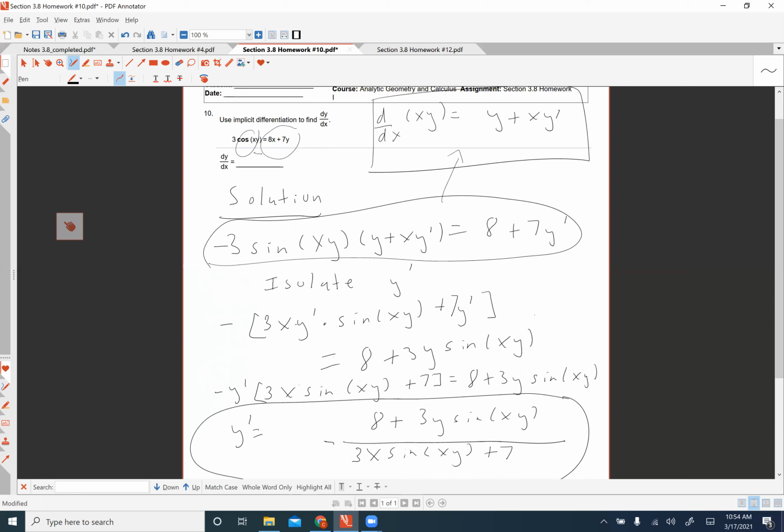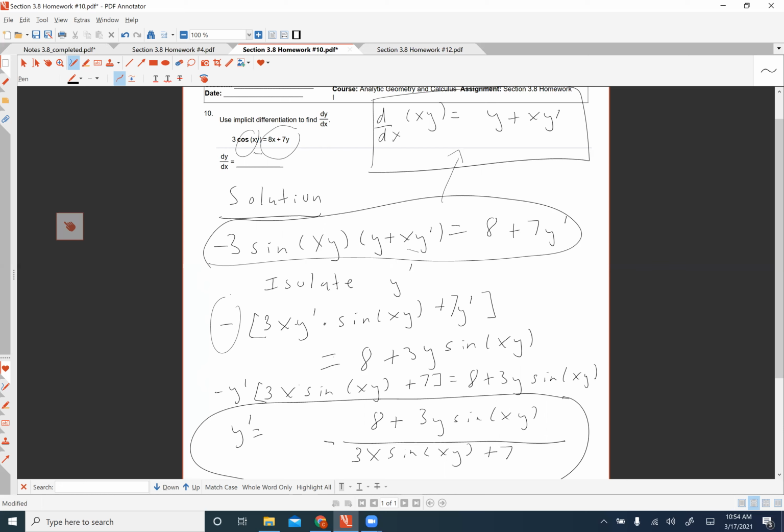Okay, so on the left side, we have minus 3xy prime times sine of xy. I put that to the left of the sine. And then we subtract off 7y prime from each side. But I'm factoring out that minus sign right there. And on the right side, we have 8, and we're going to add 3y times sine of xy.